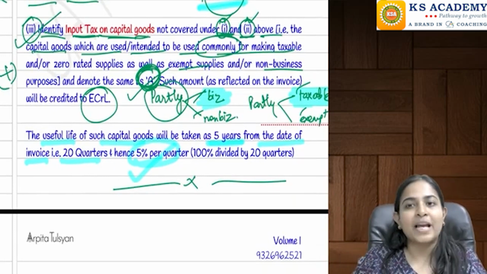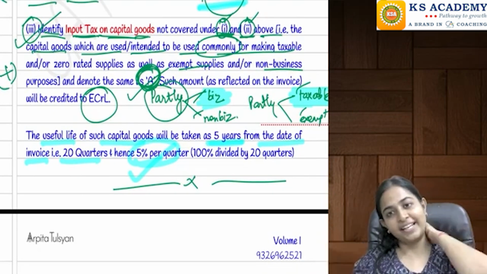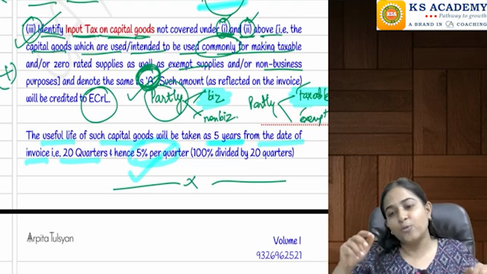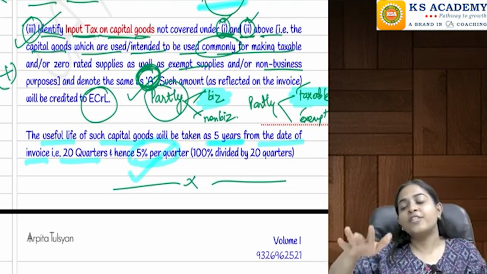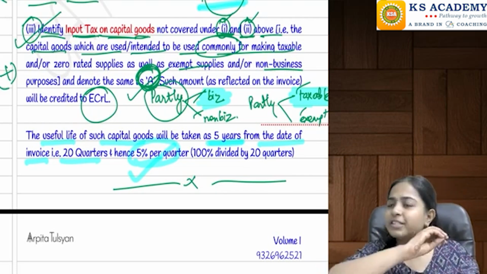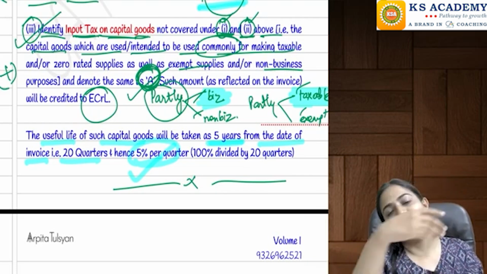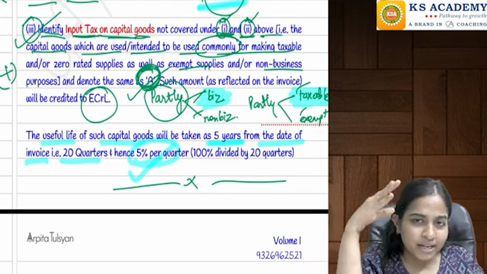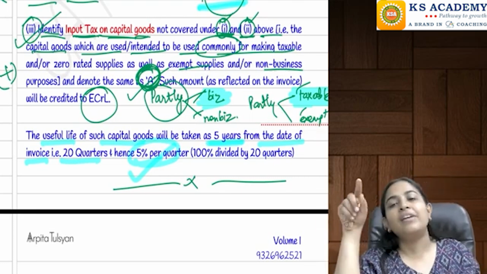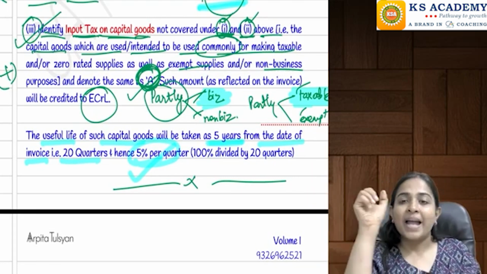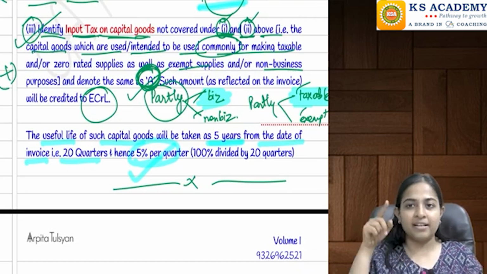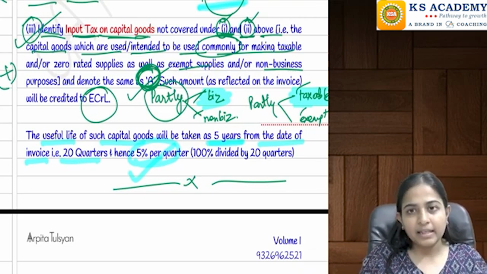Then identify those capital goods which are not falling in the above two categories, which are partially common, partially used for business and non-business, or partially used for taxable and exempt supply. Now, first of all, take the credit of the same. Credit it to your electronic ledger. We will do the reversal later, but as of now, take the credit. So we'll do two things. First, we will credit it to our electronic credit ledger, and this common credit we will term as A. Are you clear with this?